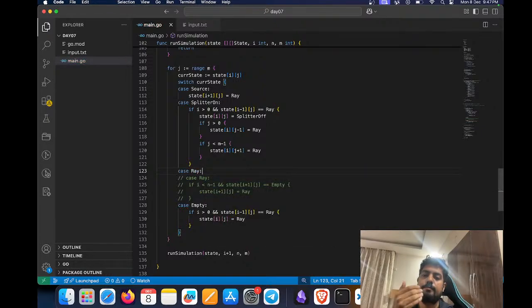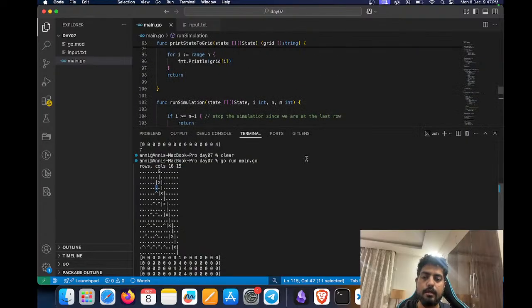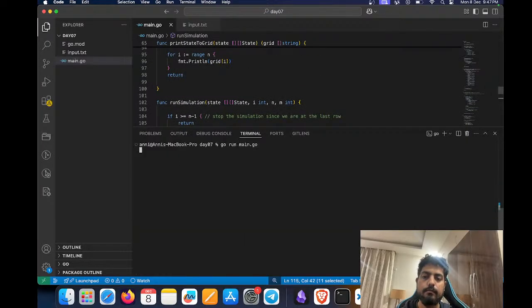If this is an empty space and we have a ray above us, then we mark ourselves as a ray. And if we are a splitter, then we just construct the rays on both the sides, given that they are within the valid bound, and we turn the splitter off because we will be using it for our calculation.